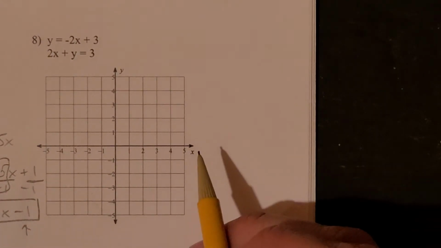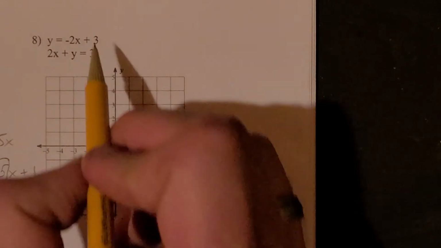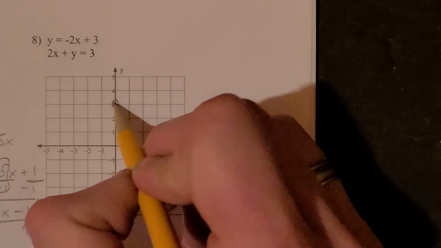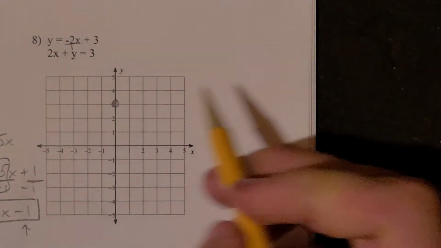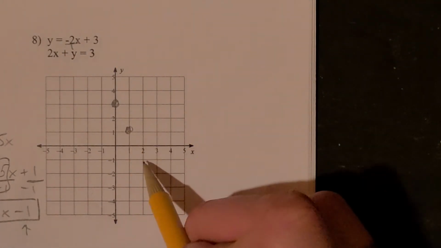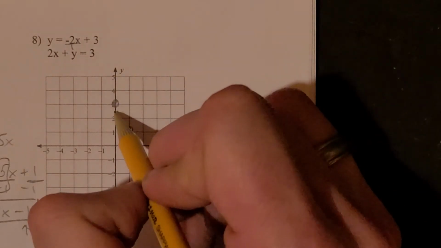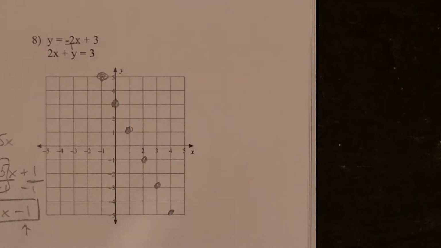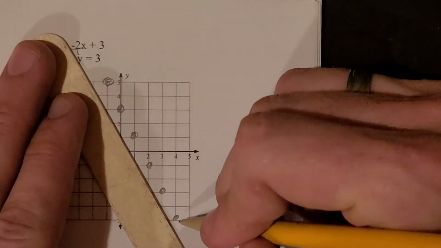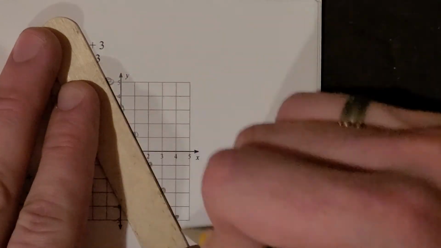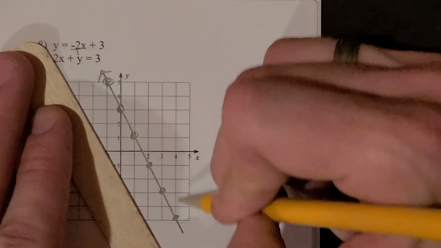One of them is in slope-intercept form. So we can graph that. This top one, y equals negative 2x plus 3. Start at positive 3. Slope of negative 2 over 1. Negative 2 right 1. You could go backwards. Up 2 left 1. Okay, connect them. There's my line.